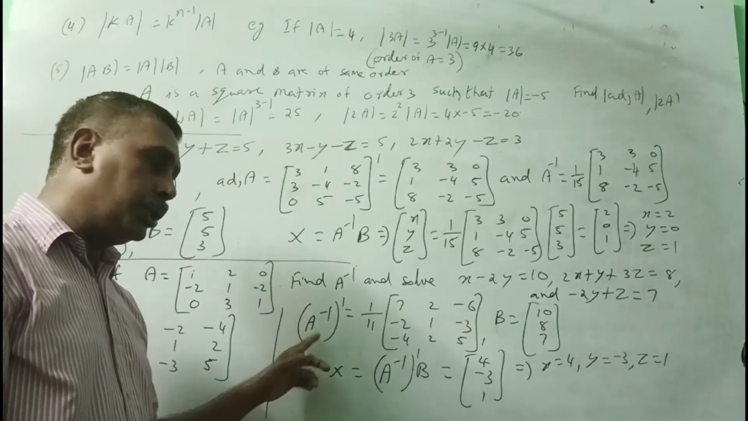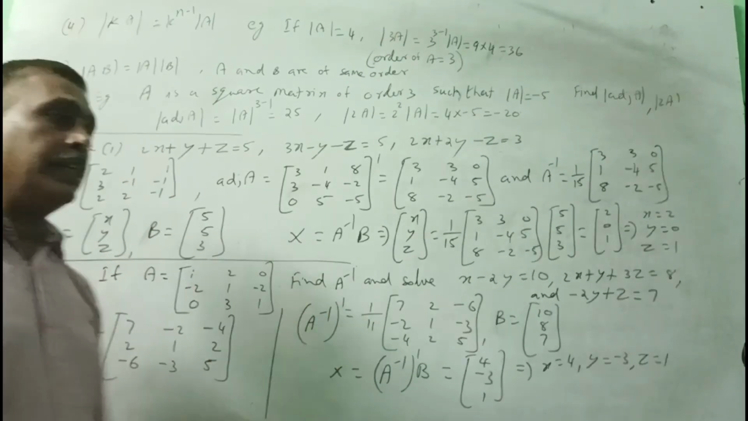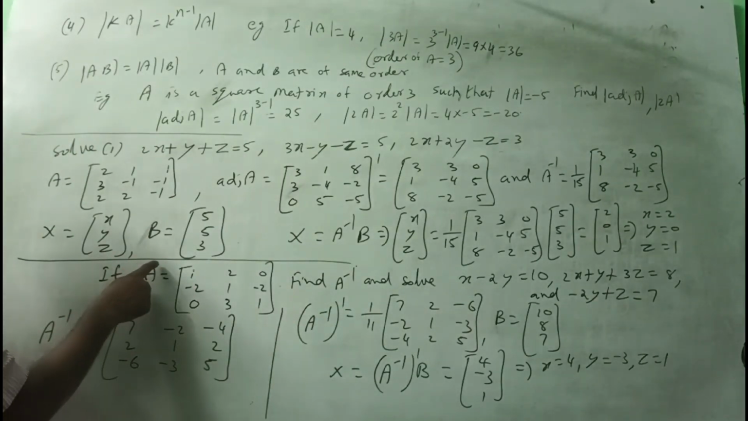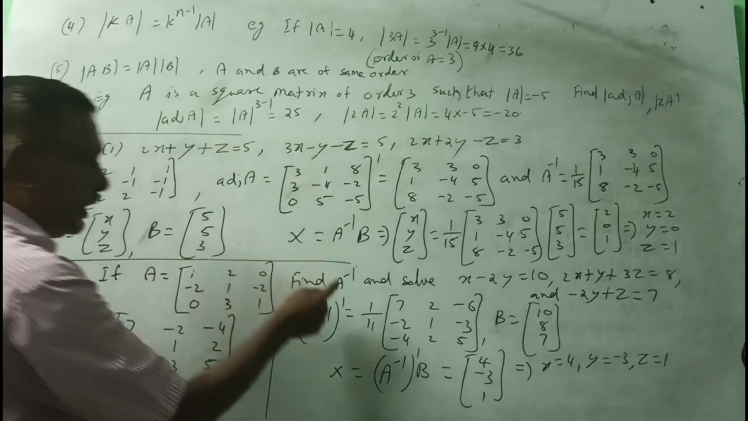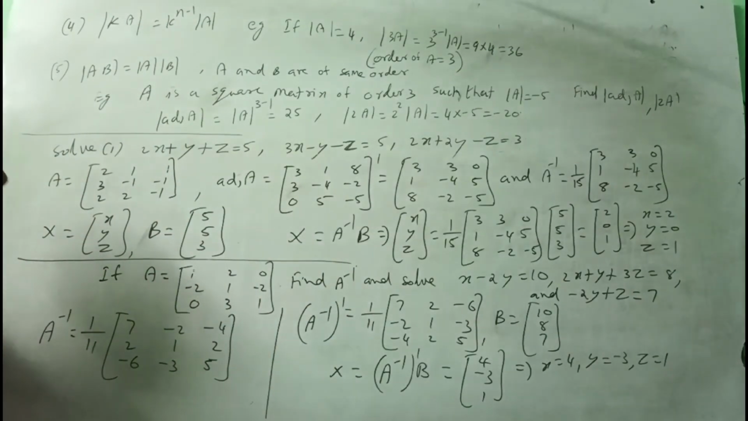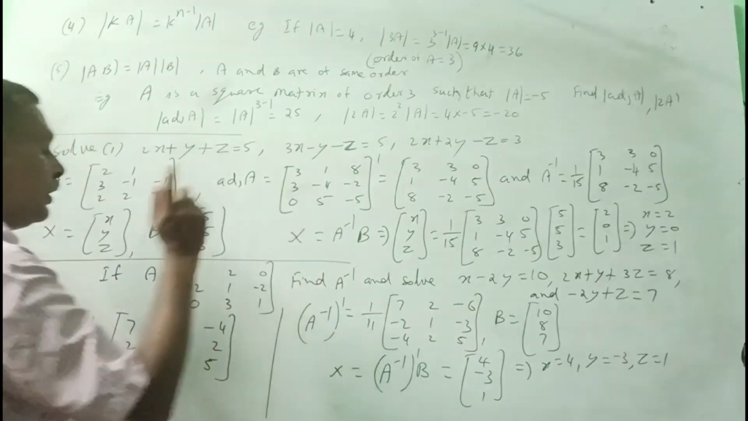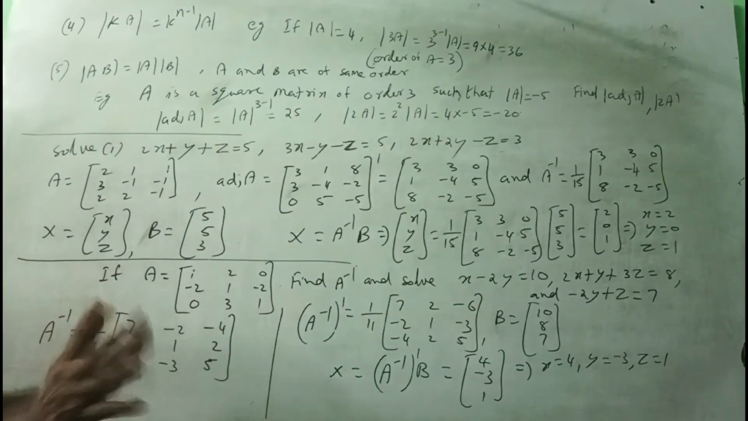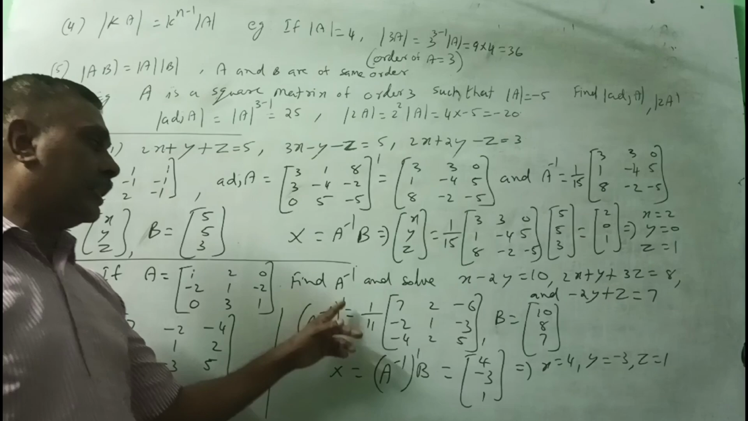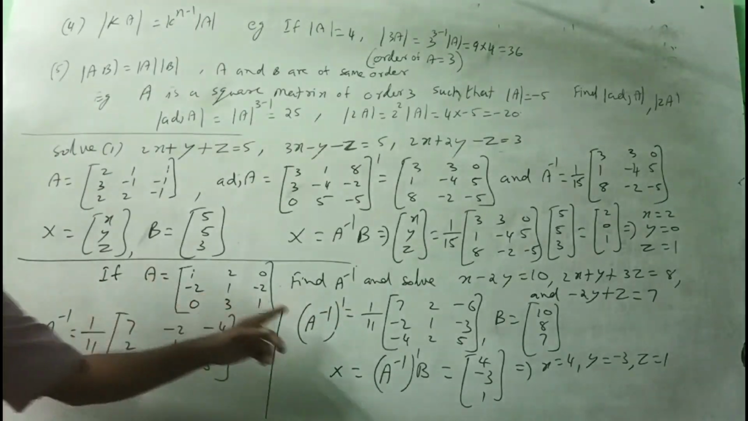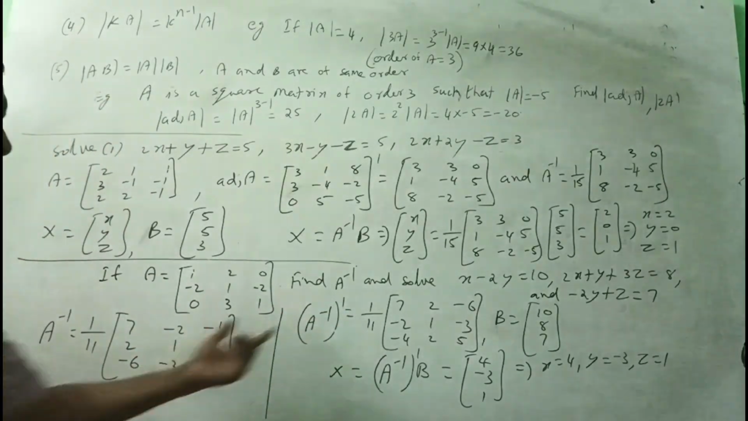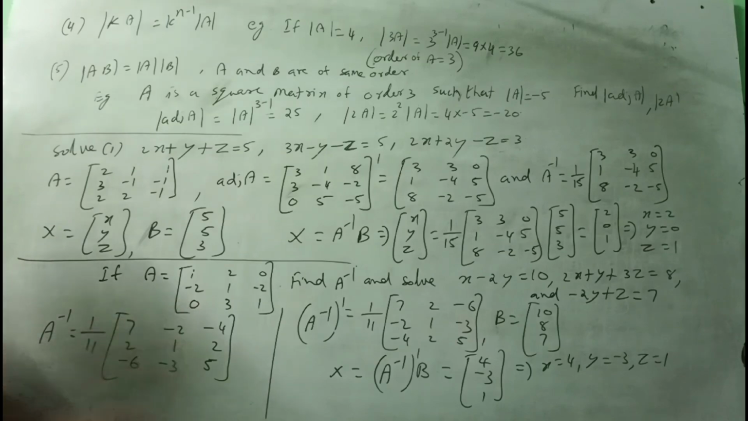A inverse transpose is same as A transpose inverse. Means after finding the inverse you take the transpose, or after finding the transpose you take the inverse, no problem, the result remains same. So A inverse transpose is same as A transpose inverse. So its inverse is written there.